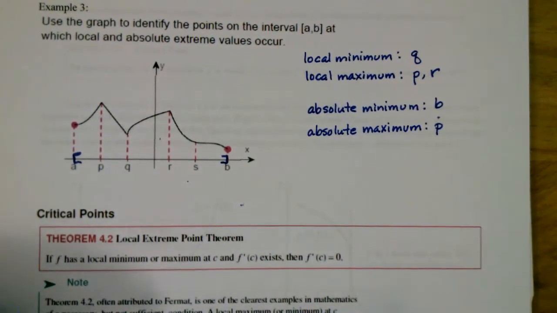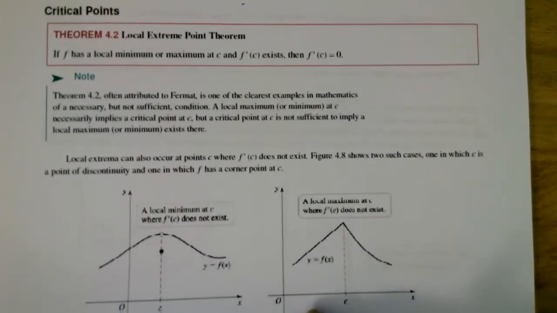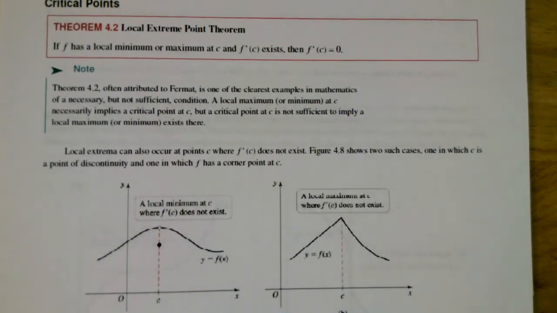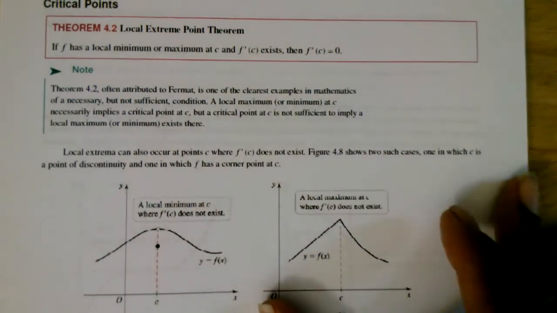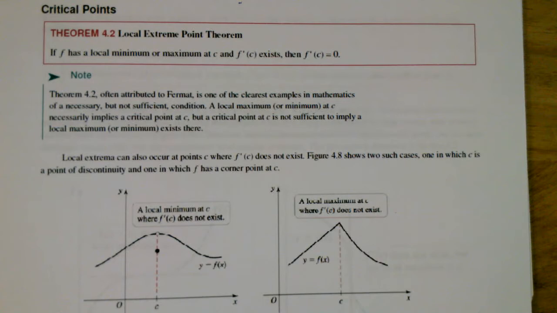Okay. All right, now next we'll talk about critical points. And here's theorem 4.2. It states if f has a local minimum or maximum at C and f prime of C exists, then f prime of C has to be equal to 0. Okay, that's pretty much how we find the local extreme point or the critical point.